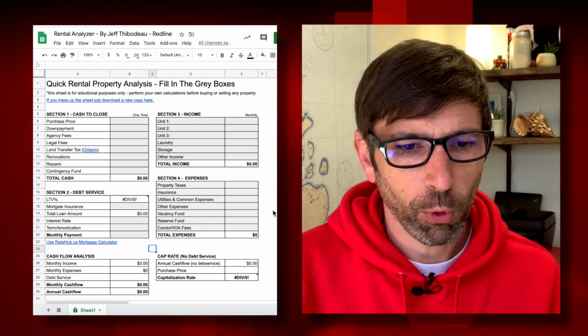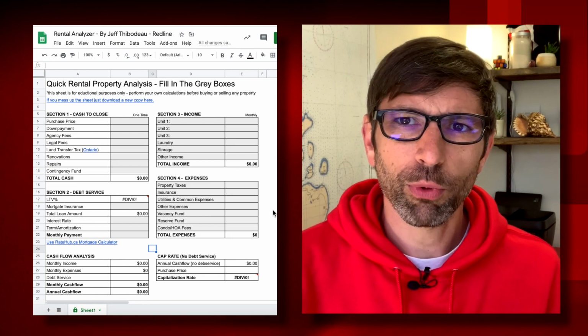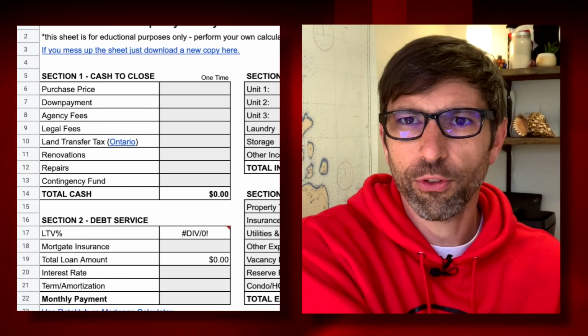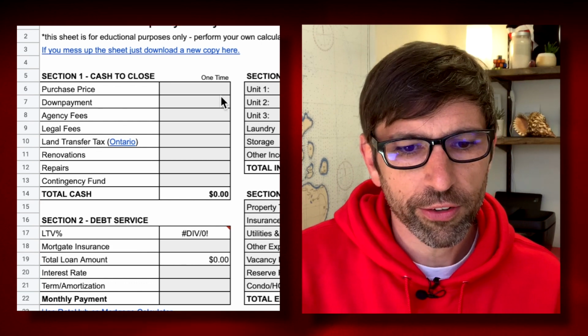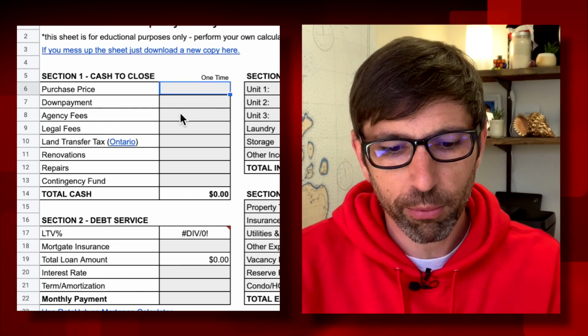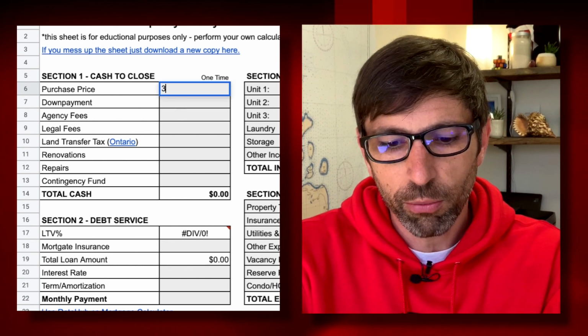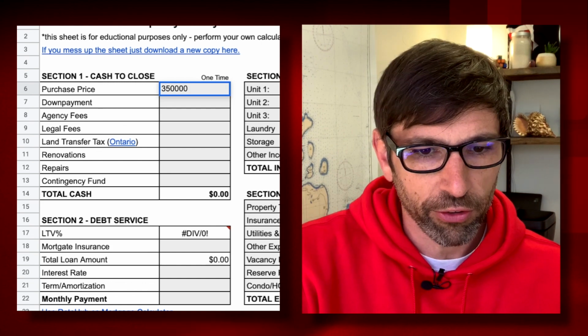The very first one that I like to analyze is the cash to close, because this one's really important to know how much actual physical cash or secondary source of cash you're going to need on closing day. So what we do here is we put in the purchase price, and for this property I'm going to use an example of something that's affordable and available in my marketplace. For this, I'm going to use a detached house that we can get for around $350,000.